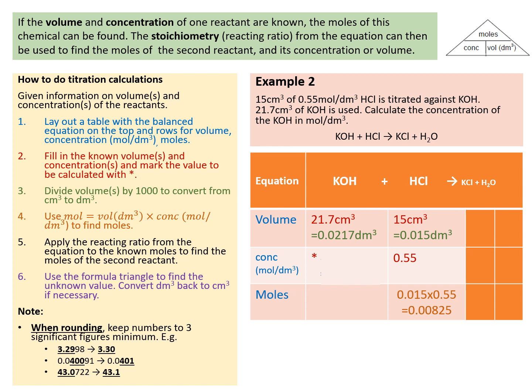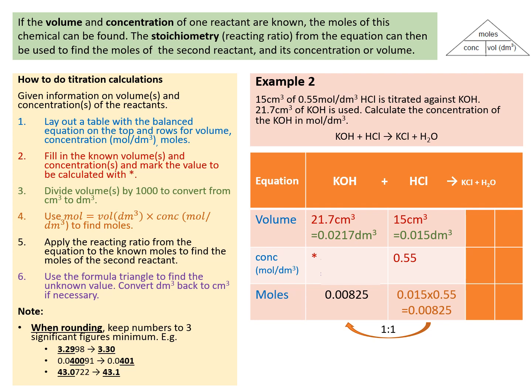So 0.015 times 0.55 gives us 0.00825 moles. We then want to apply our reacting ratio. Now in this case, we've got 1 KOH plus 1 HCl, so that's a 1-to-1 ratio. So I don't actually have to do anything here. I just transfer in the same number.